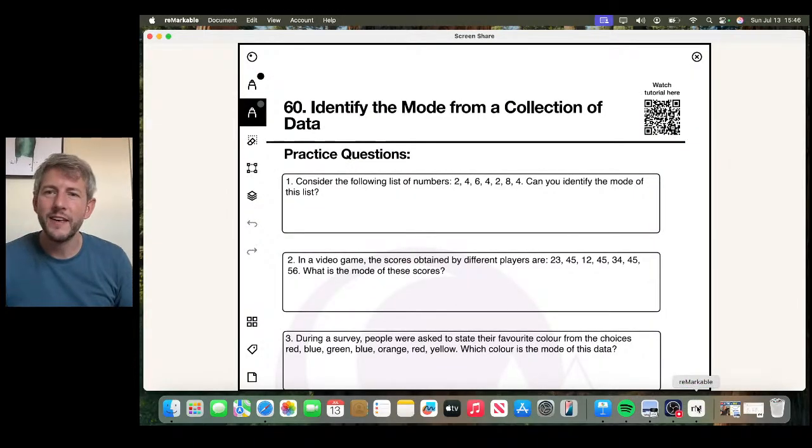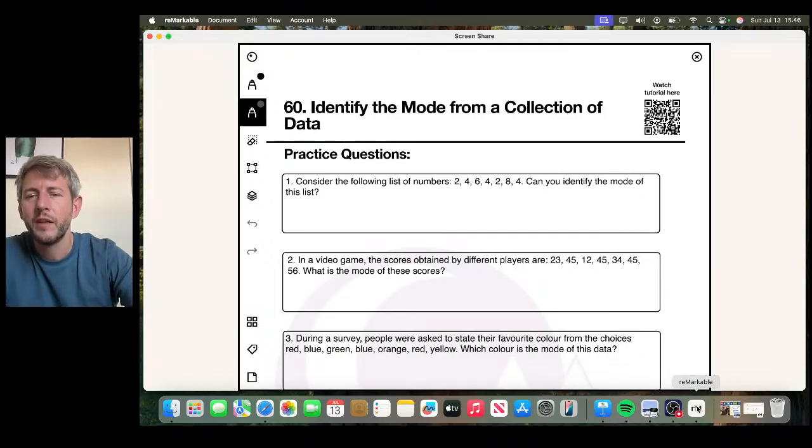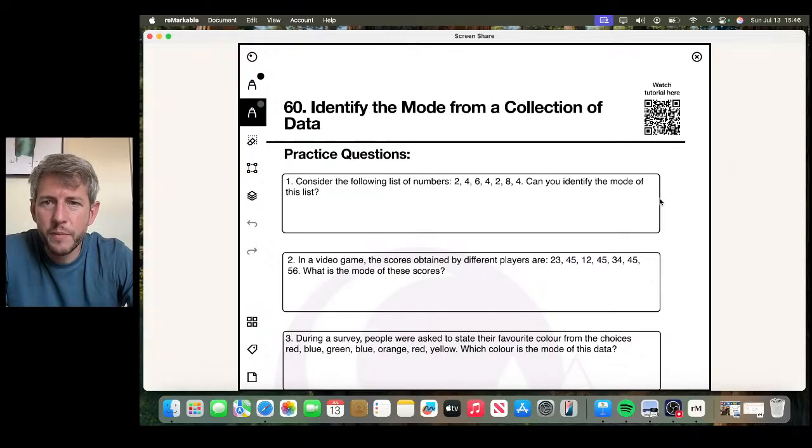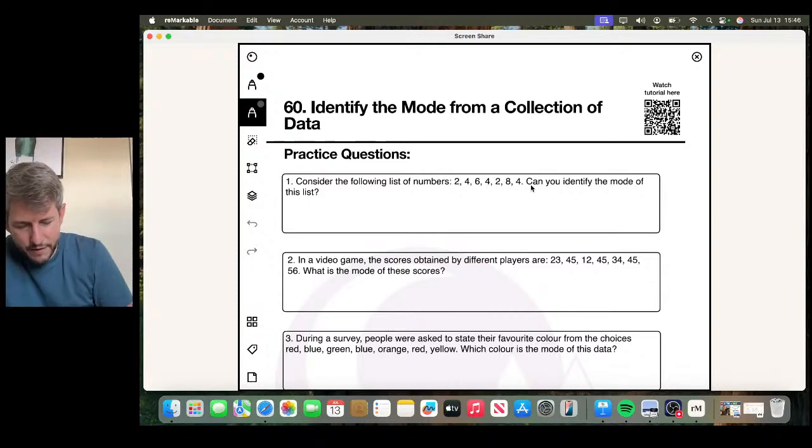Topic 60 is identify the mode from a collection of data. Okay, so the mode is the most common. So here we go. This is a nice one to start with. Consider the following list of numbers. Can you identify the mode of this list? So it looks like there are more 4s than everything else there, so I'm going to say 4 is the mode. Okay.